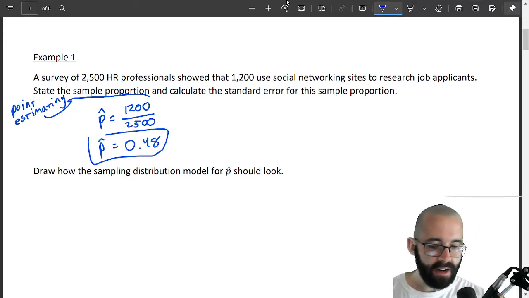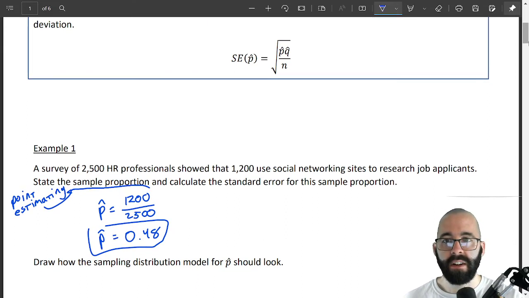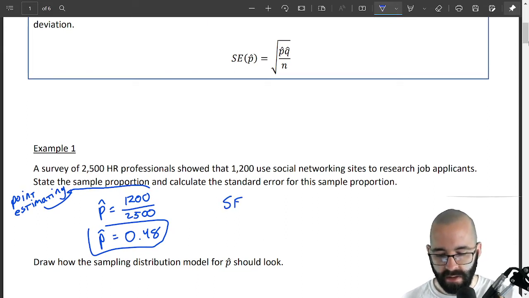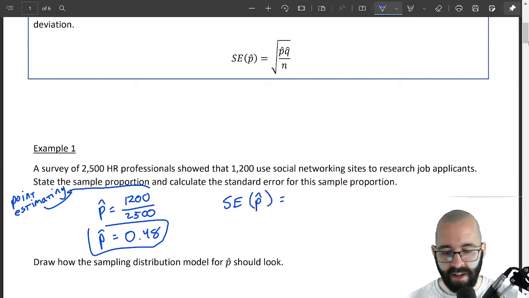And calculate the standard error. Well, right here, we said the standard error of p hat, the standard deviation of the sampling distribution. P hat is a random variable. What is its distribution? What is its standard deviation? It is going to be the square root of p hat q hat over n.